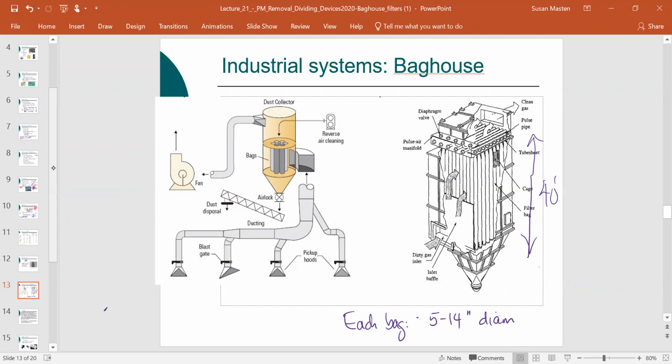Okay, so just think about that vacuum cleaner bag. Think about how big that vacuum cleaner bag is that you have in a household vacuum cleaner. These would be up to 40 feet long and up to a little more than a foot in diameter. One large baghouse filter can remove up to 6 tons of particulate matter per hour.